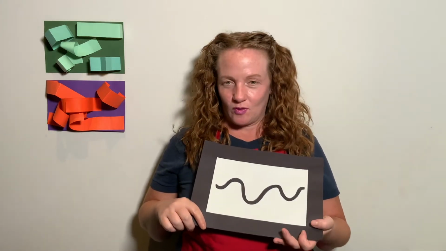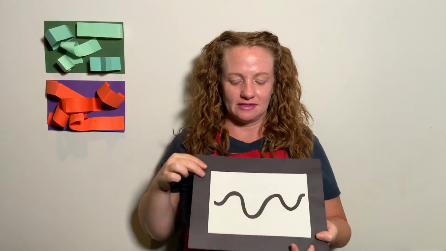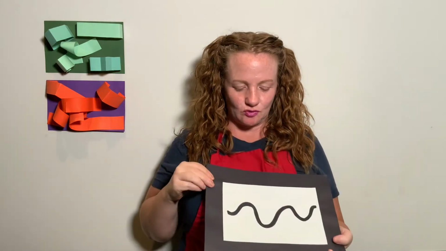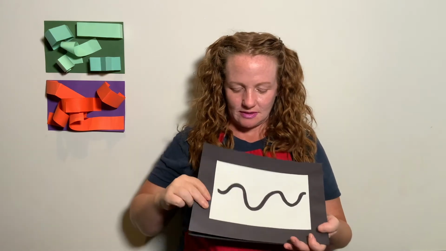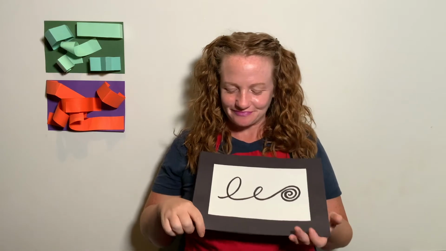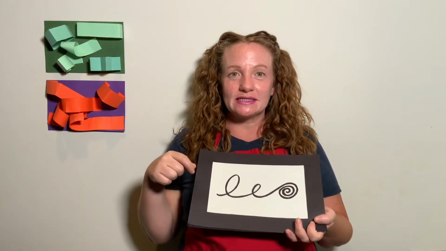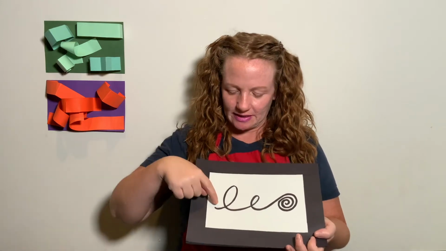Here we have a what? Very good. Wavy line. Wavy lines can go in any direction. And here is a new one I'm going to show you. This is called a swirly. Say that with me. Swirly.